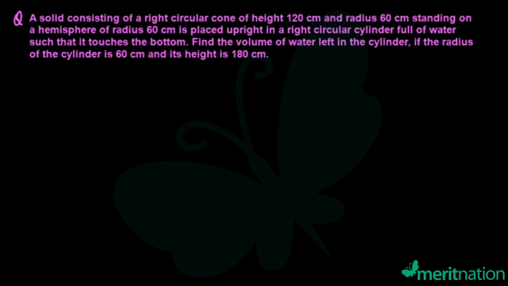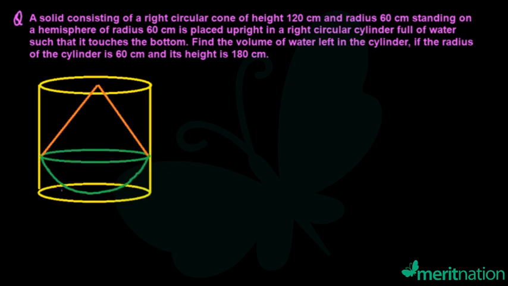So if you look at the figure over here, there is a right circular cylinder, and inside the right circular cylinder this solid is present. This portion over here consisting of this cone and the hemisphere, it's solid. We have to find the volume of water left inside this cylinder. So you will see the water that would be left in this portion only, which is not occupied by the solid. So what would be the volume of water left inside this cylinder?